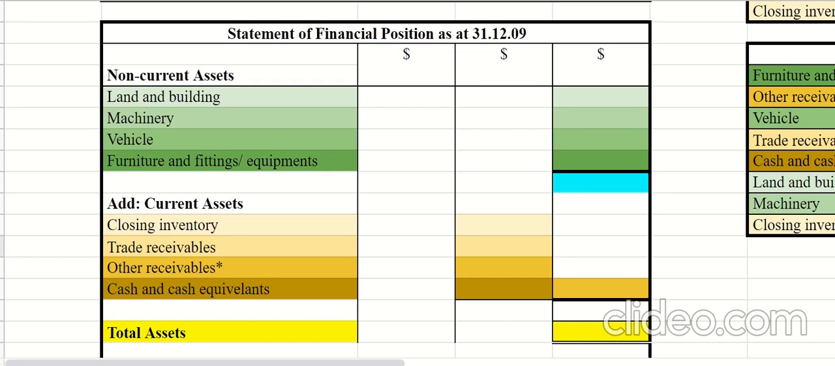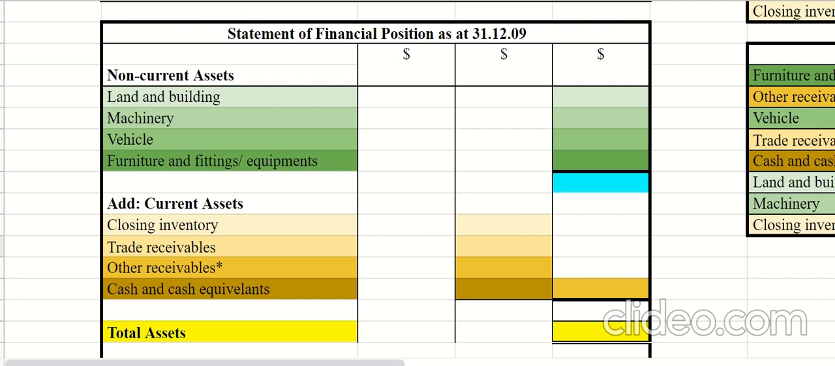Today, we are learning to prepare a statement of financial position. There are two important categories that we are going to target: non-current assets and the current assets. At the end of today's lesson, you should be able to calculate the total assets, which is an important section of the statement of financial position.